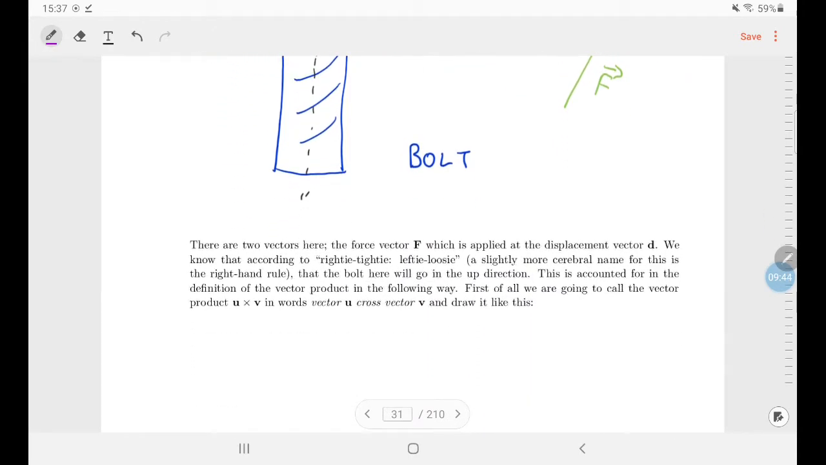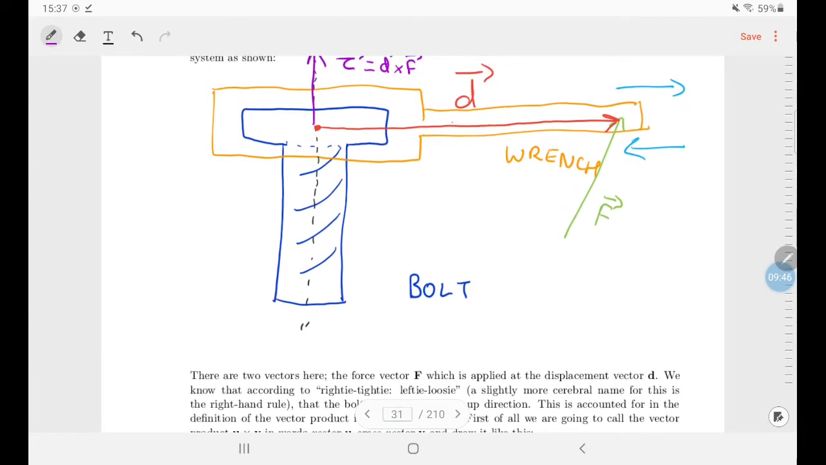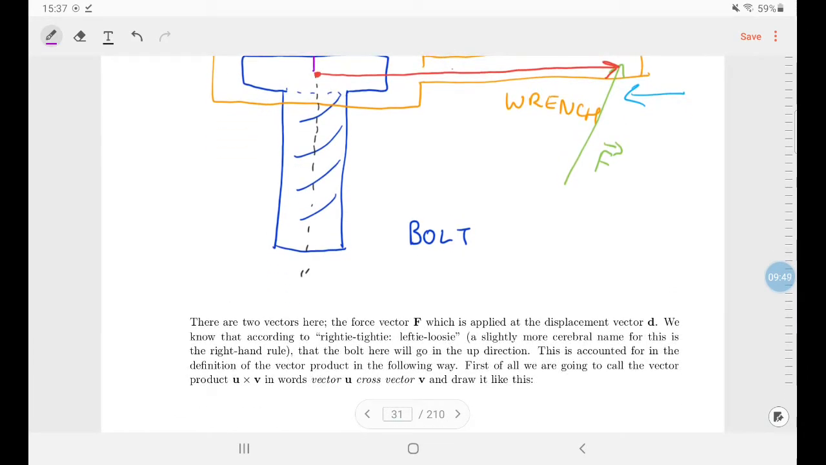So what have we got here? We have two vectors here. The force vector, which is applied at the position of the displacement vector. We know the current righty-tighty, lefty-loosey, or the right-hand rule, the bolt here will go in the up direction. This is accounted for in the definition of the vector product.